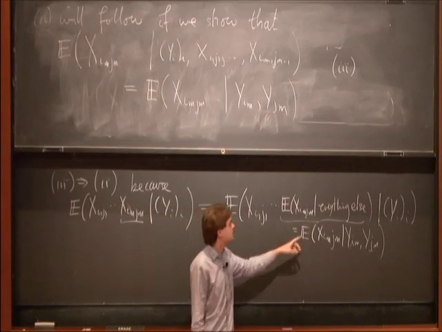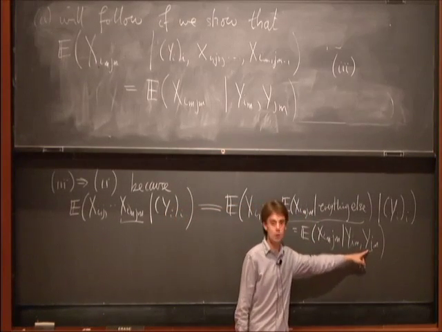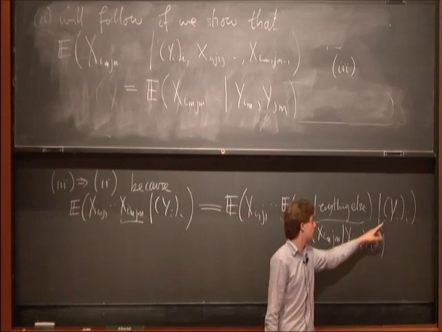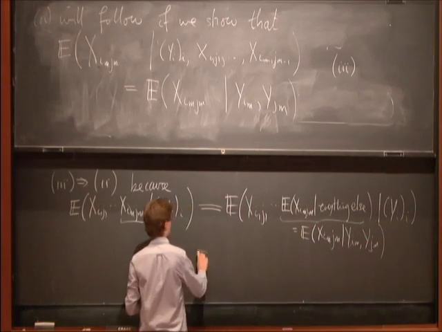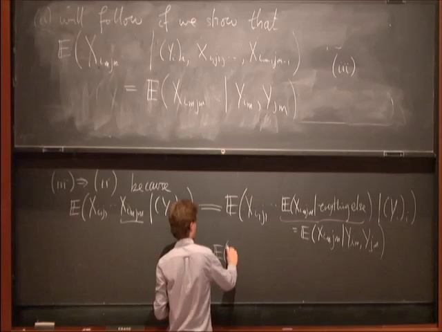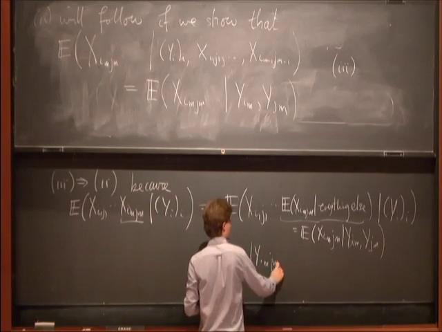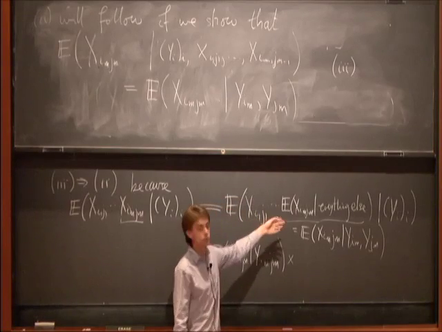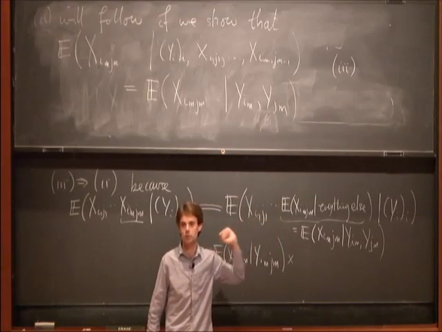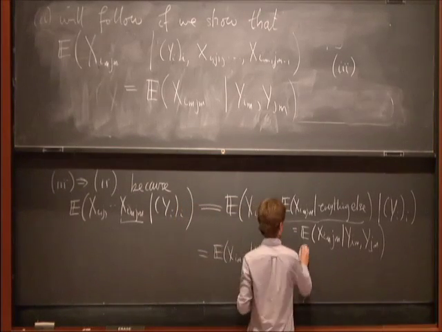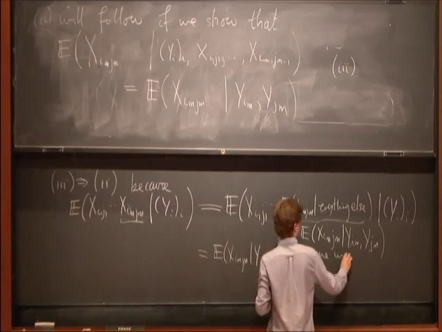And if that's true, then this actually only depends on these two. Well, I'm conditioning on more than that, so now this comes outside, times what's left, which is the same product I started with, but with n minus 1 random variables. So let me just say same with n minus 1.